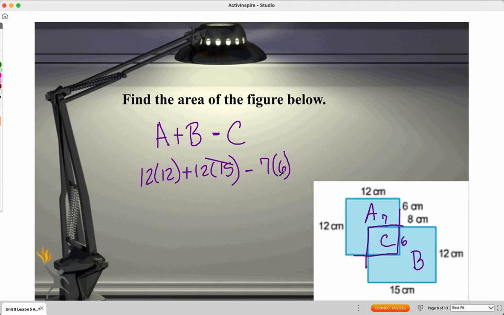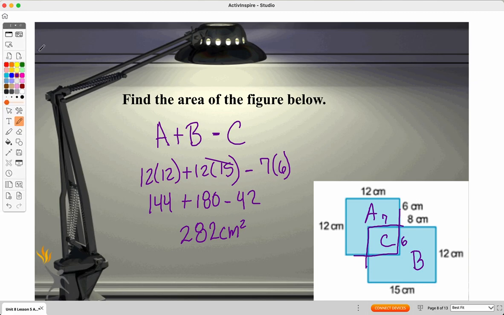So again, I'm just going to type all this into my calculator and go, okay, this is 144 plus 180 minus 42. And you can type all that as one step. Your calculator will get the problem correctly. And it goes, okay, the answer is 282 centimeters squared.